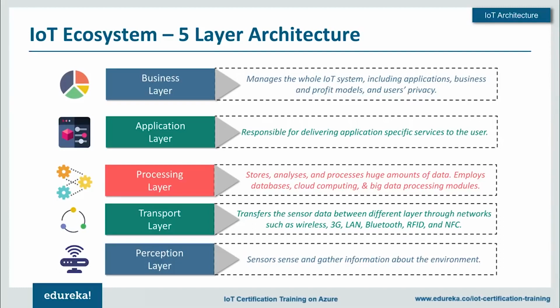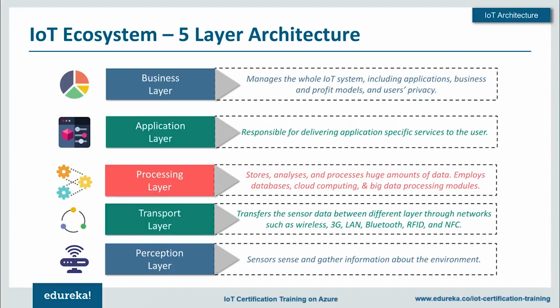Now, this could be through a wireless system, it could be through Bluetooth, RFID, 3G, NFC, or any medium that I choose. Once the information has been transmitted, the processing layer comes into the picture, which stores the relevant information, analyzes it, and processes it as per the user's requirement. Again, this could employ various databases, cloud computing services, as well as big data processing modules to store this information as well as process it.